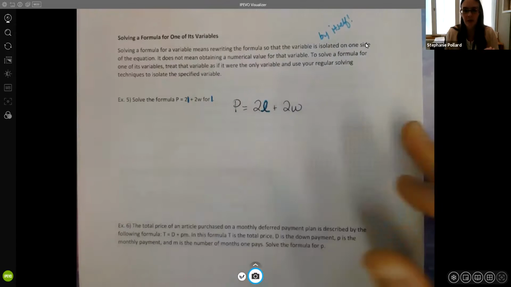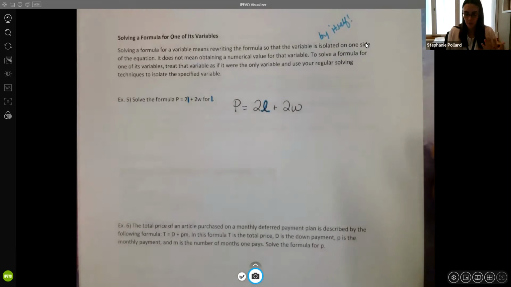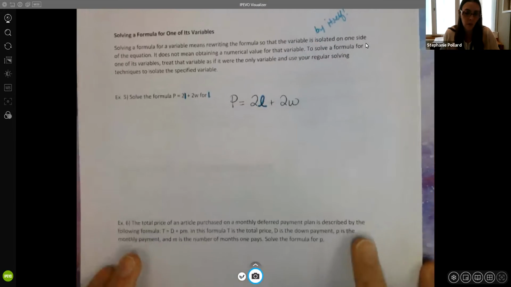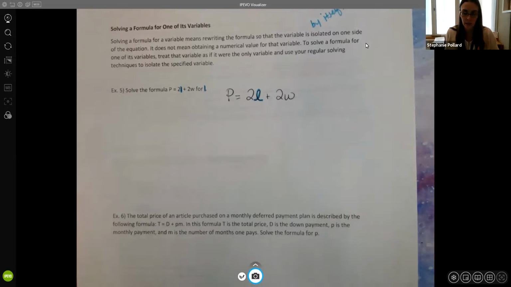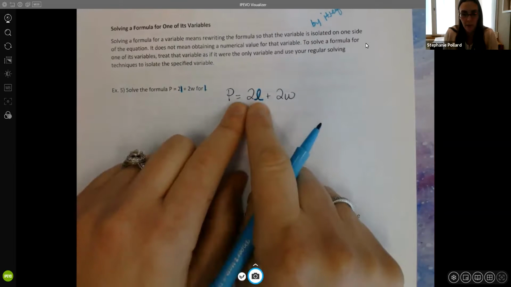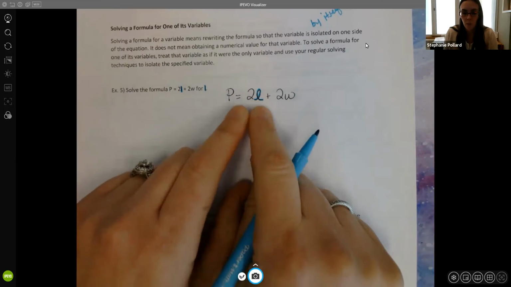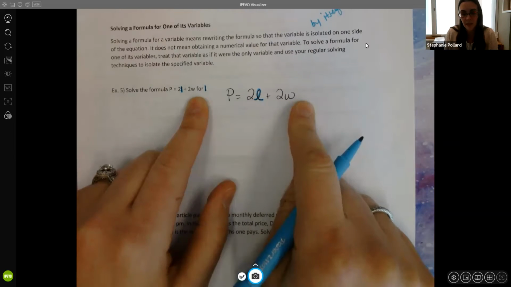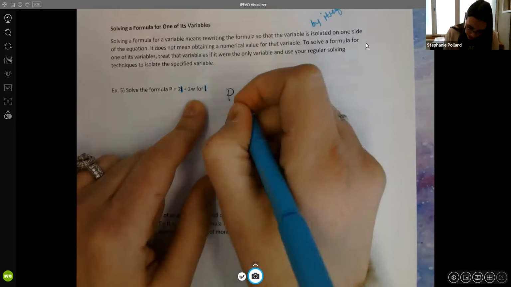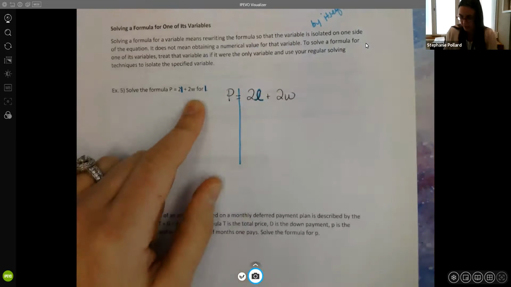So I don't have any parentheses here. I don't see any fractions. I don't see any like terms, right? They're all different variables. I can't really combine anything together. But I do need to get the L by itself. So when we've done all those simplifying steps, the next thing is to rearrange, and it's to get everything else to the other side.